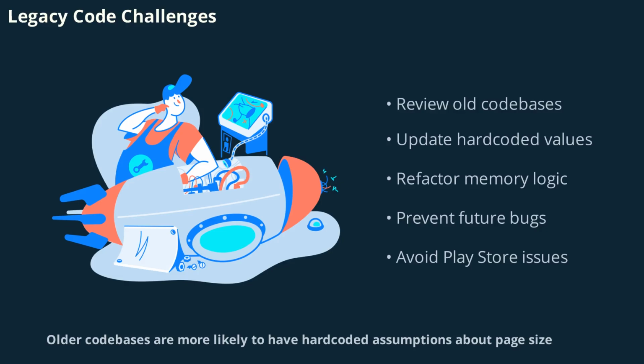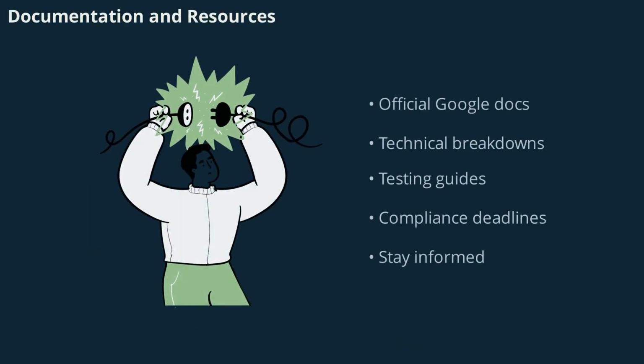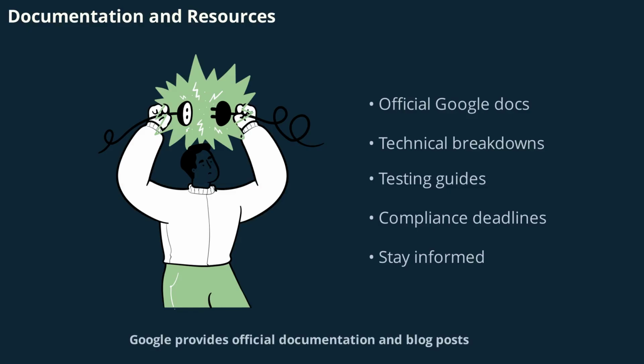Older codebases are more likely to have hard-coded assumptions about page size. If you maintain legacy apps, review all memory management code and update any constants or logic that assume a 4 KB page. Refactoring now will save you from future bugs and Play Store rejections. Google provides official documentation and blog posts detailing the 16 KB page size transition.